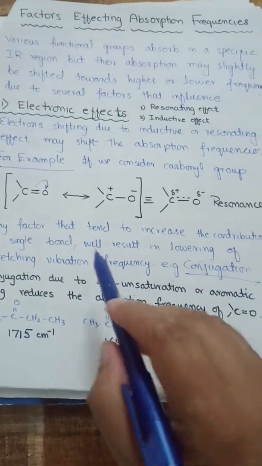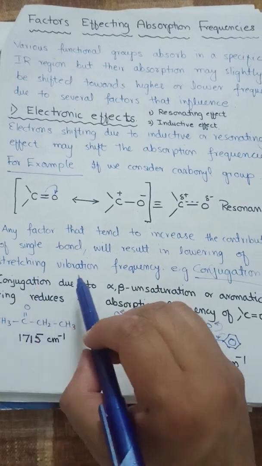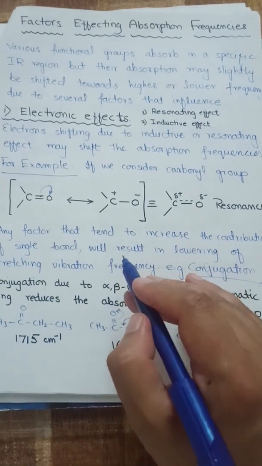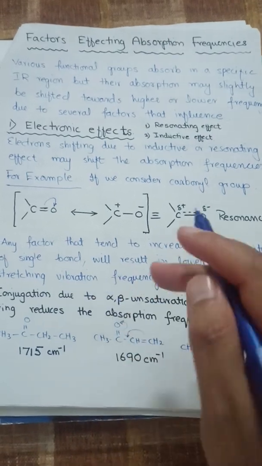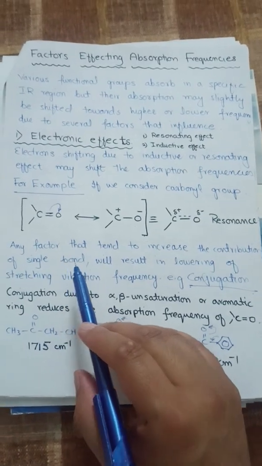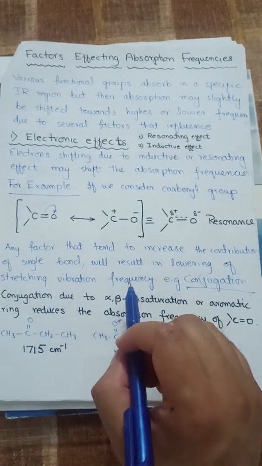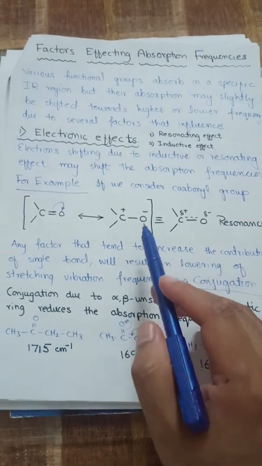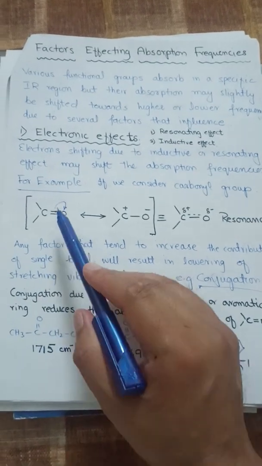So any factor that tends to increase the contribution of single bond character will result in lowering of the stretching vibrational frequency. For example, conjugation. When the single bond character increases, the absorption frequency will be lowered down. Here we have a conjugation or resonating system which increases the single bond character over the double bond character.